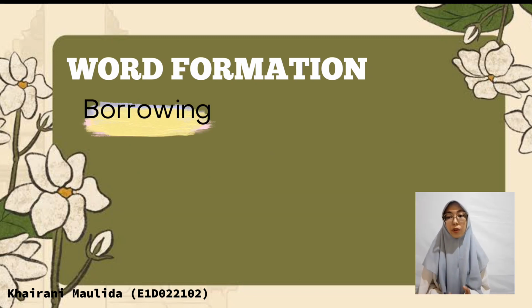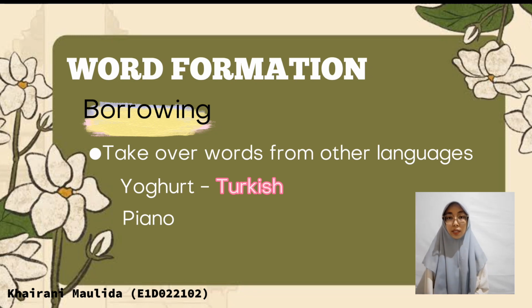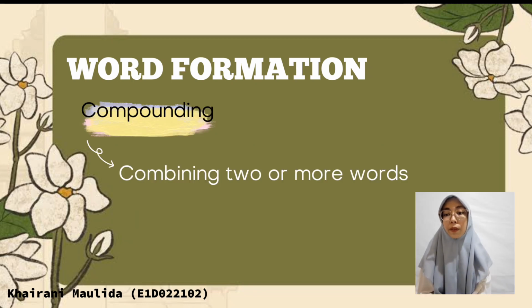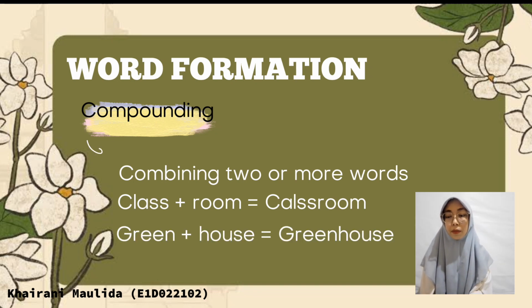The next is borrowing. Borrowing is the process where we take over words from other languages. For example, yogurt has become an English word which is originally Turkish, and piano is originally Italian, or sofa is originally Arabic. Next is compounding. Compound words are formed by combining two or more words into one unit with perceptible meaning. For example, class plus room becomes classroom, green plus house becomes greenhouse.